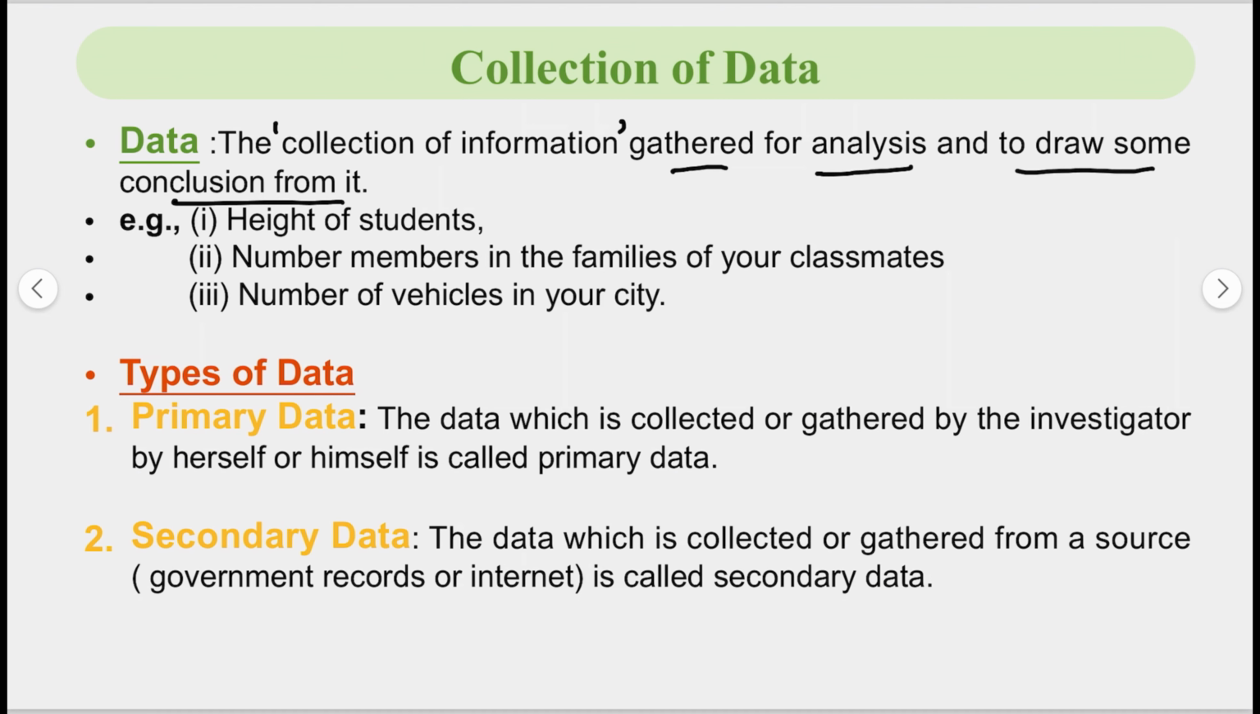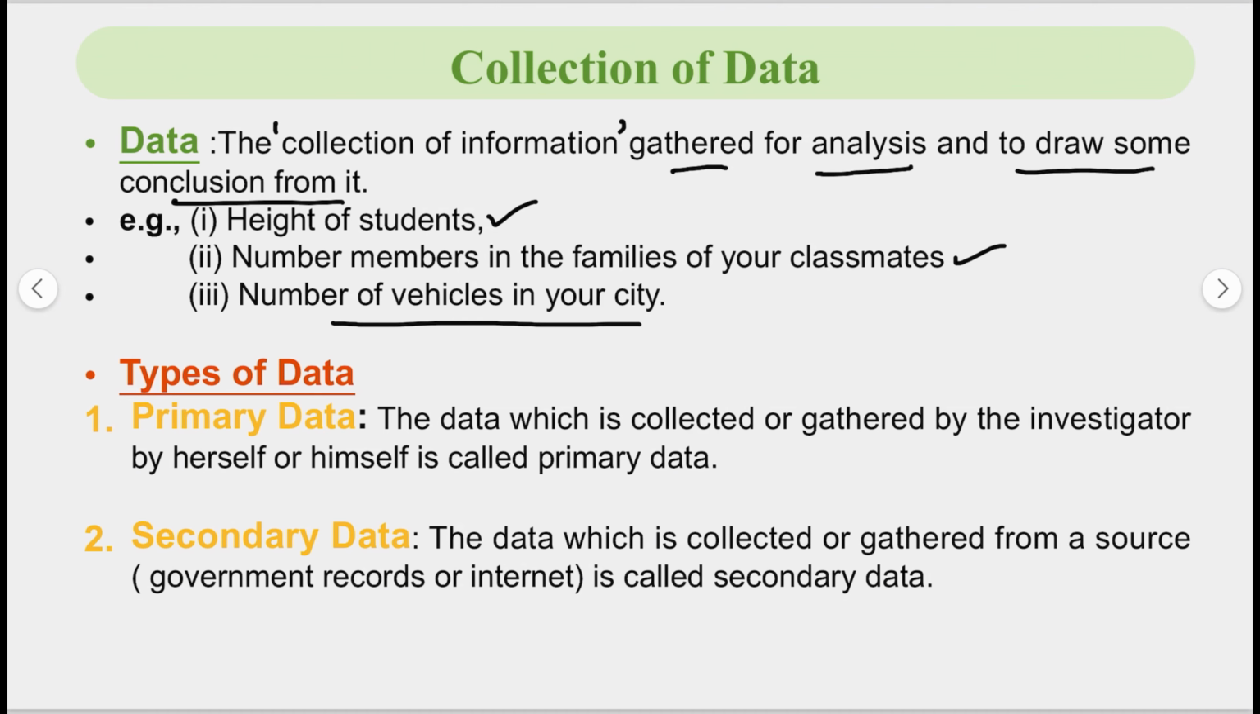For example, data can be the heights of the students of your class. There can be another example, like the number of members in the families of your classmates. You can ask each classmate how many members they have in their family, then record it. That will be another example of data. We have another example, like the number of vehicles in your city. You can choose a particular type of vehicle like two-wheeler or four-wheeler. Again you will get a certain number, and that information will also be data.